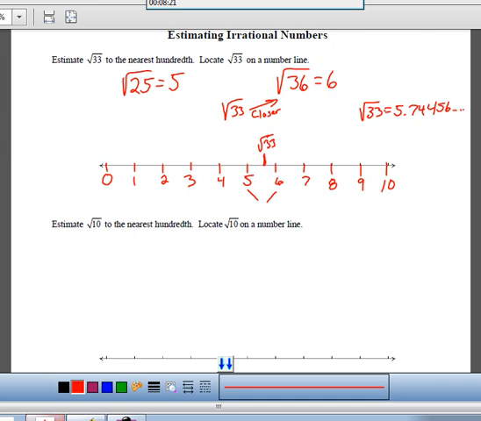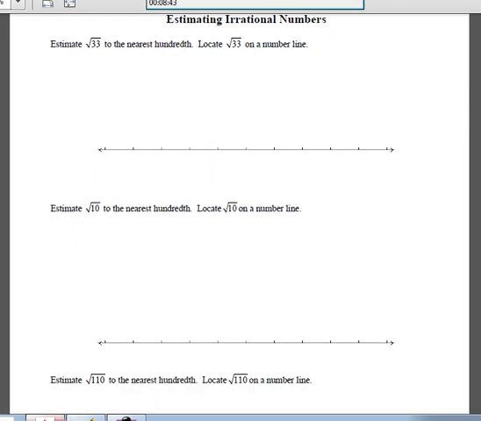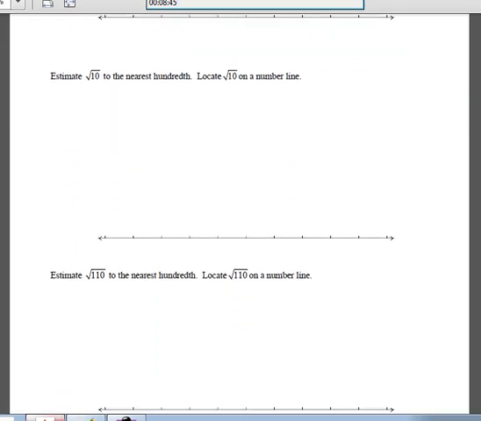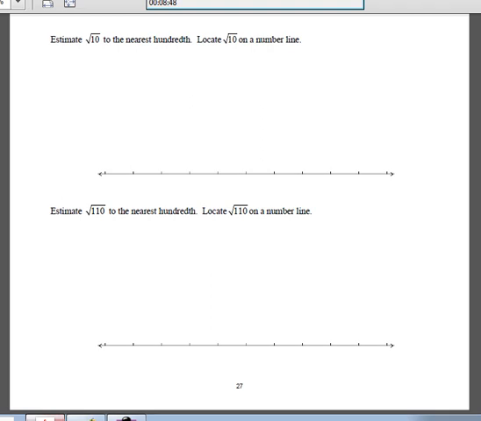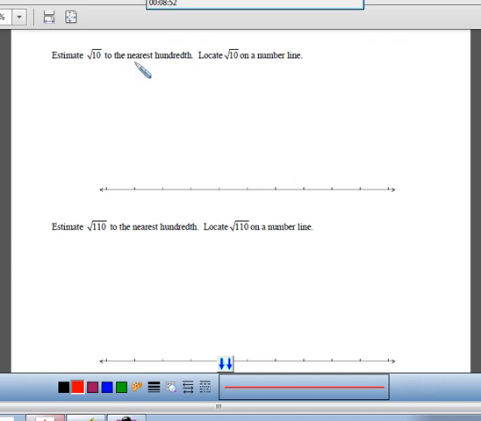All right? We'll do one more together really quick, and then I will let you do the last one on your own. All right, so estimate the square root of 10 to the nearest hundredth. Well, see, I don't like this because estimate to the nearest hundredth means we would actually need to look at our calculator or round it. Before we do that, let's find what two numbers it's going to be between.